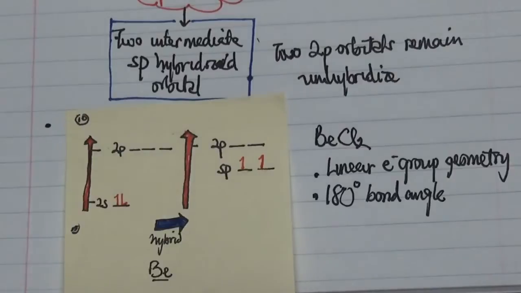And that is it for the sp hybridized orbital. So the takeaway message for sp hybridized orbitals is that they form linear molecules, and the bond angle between them is 180 degrees apart.